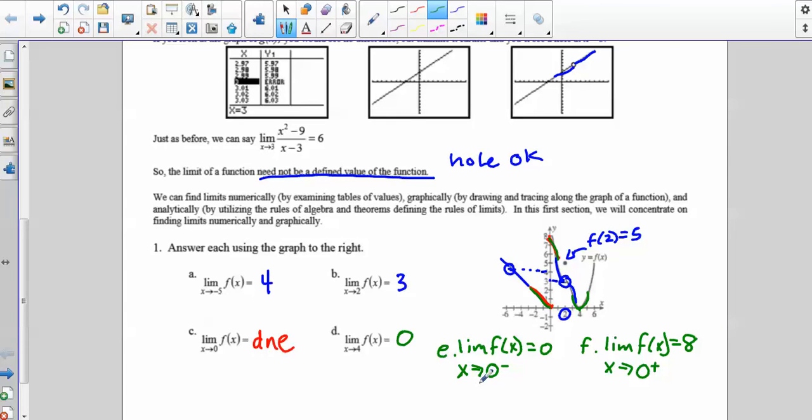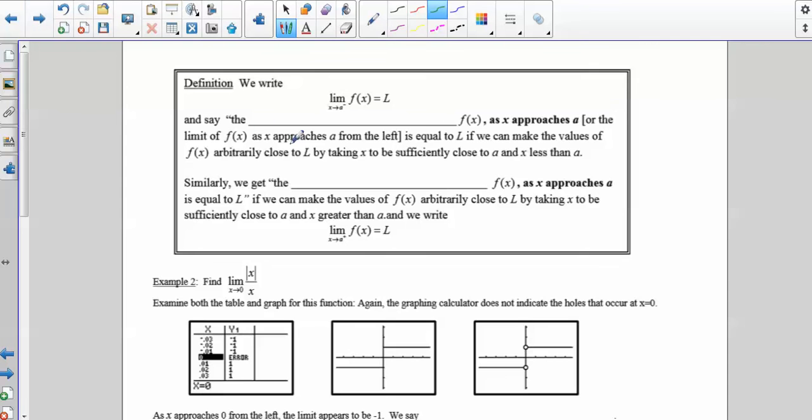And I wanted to show you that before I show you the formal definition of left-hand limit and right-hand limit, because that's kind of wordy. So let's turn the page. So on the next page, we have the formal definition of left-hand limit and right-hand limit. I'm going to write left-hand limit here. The left-hand limit of f of x. And down here, I'm going to write the right-hand limit.